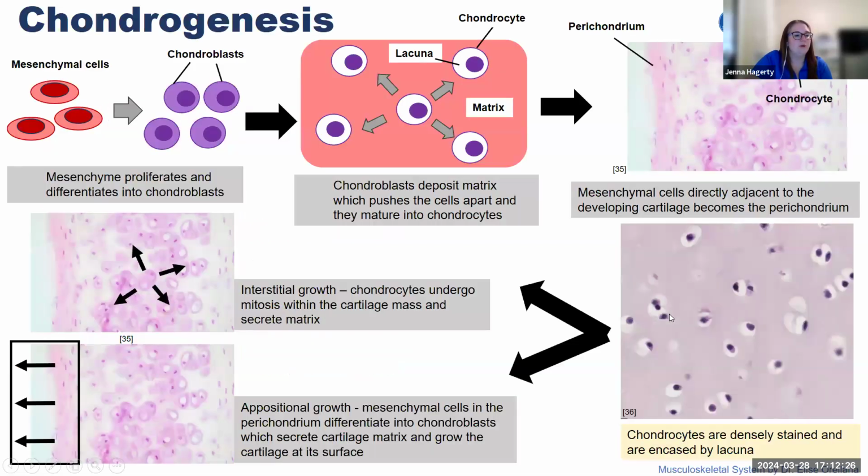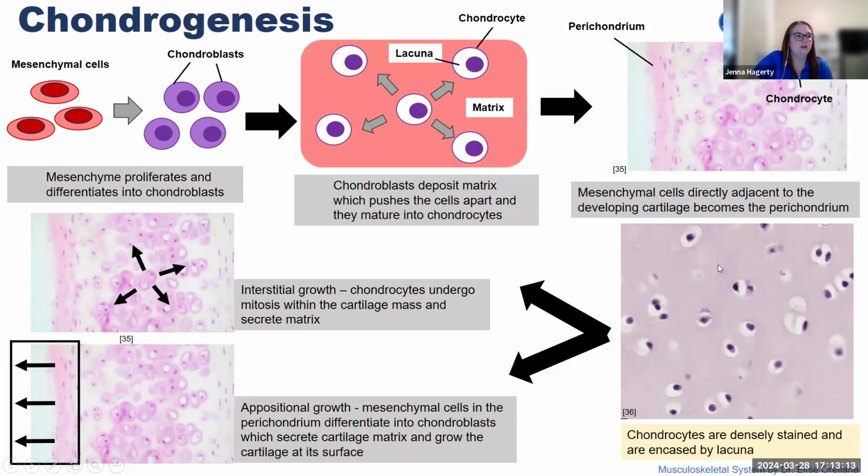So this will go back to Dr. Oriana's slide on chondrogenesis. And I think she did a really good job laying out the process shown here for us. So again, this is relating back to those mesenchymal cells will proliferate and differentiate. So they will multiply and they will change into chondroblast cells. Which then will start to deposit a matrix around themselves. And once that matrix is deposited, those chondroblasts will turn into chondrocytes. And then this is just a note that those mesenchymal cells directly adjacent to the developing cartilage becomes perichondrium, which is shown here.